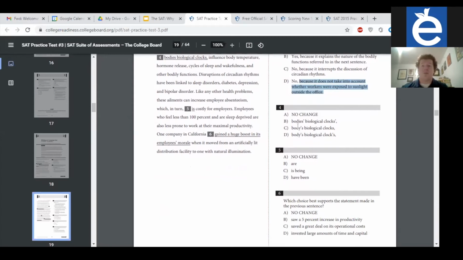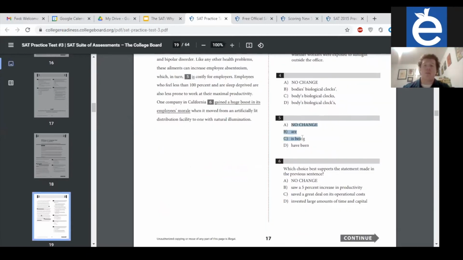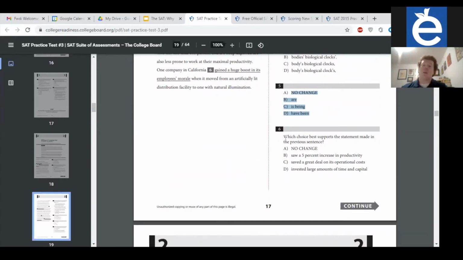All right, moving on to number 4. So this one is going to be about punctuation. We can see we've got a potential plural apostrophe. We can see we've got possessive apostrophes. So we have to choose what's going to match with this scenario. Moving on to number 5. We're going to have to choose the appropriate usage in this sentence here. So this is another rules-based question. Moving on to number 6.